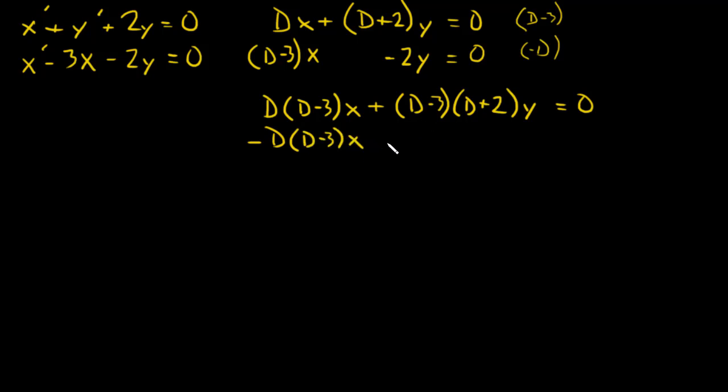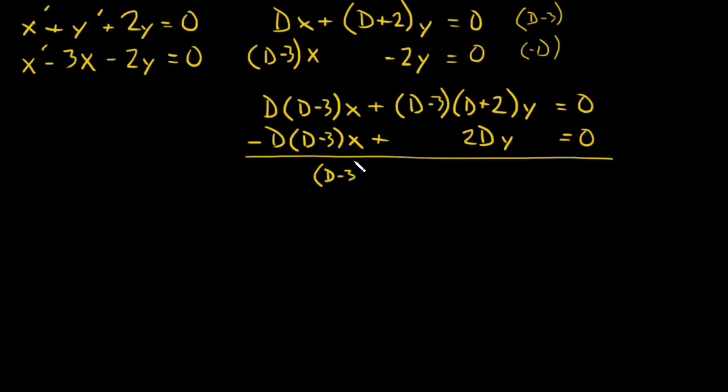And then it's just going to be plus 2dy equals 0. Okay? So now when I add them together, the x's are going to cancel. They're going to be eliminated. And I'm going to wind up with something that looks kind of strange. I'll have d minus 3 times d plus 2 plus 2dy equals 0. Alrighty, so how can I resolve that?